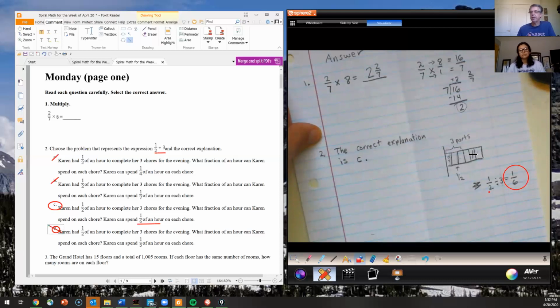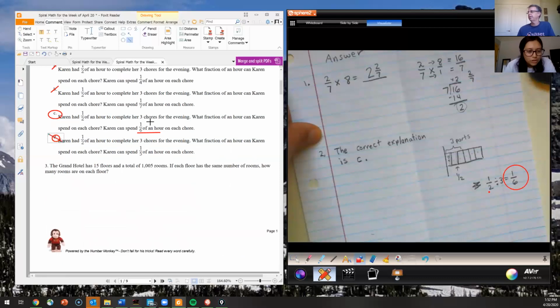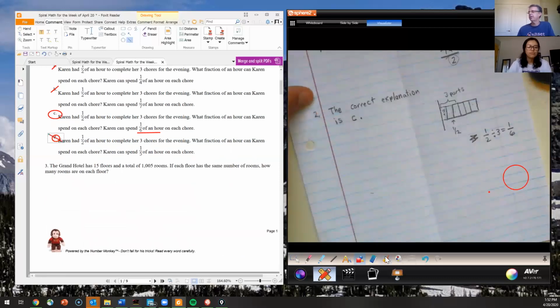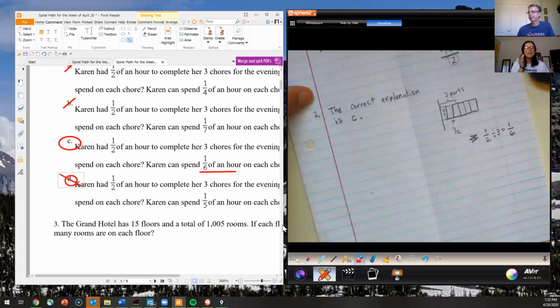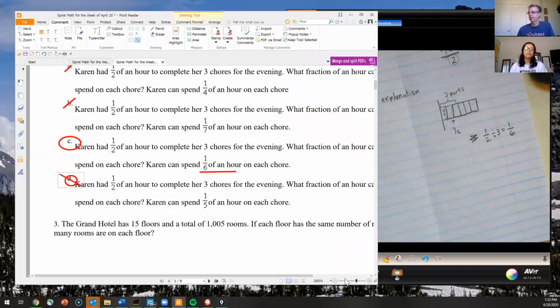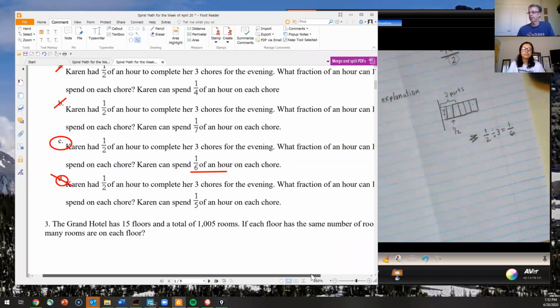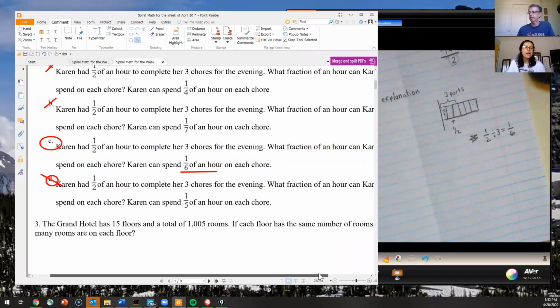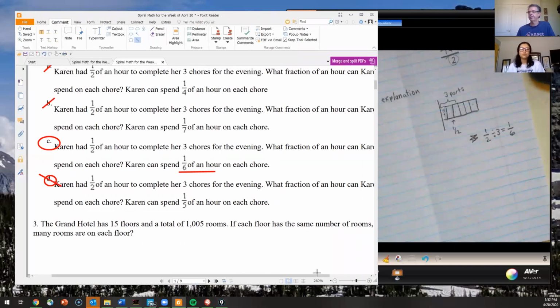In the interest of time, we're going to go ahead and move on now. Ms. Garcia, do you want to take a look at number 3? Yes. Just to double check, that says 15, not 1.5 floors, right? Let me zoom in on it to make sure. Yep, 15. So this one says the Grand Hotel has 15 floors and a total of 1,005 rooms. If each floor has the same number of rooms, how many rooms are on each floor?